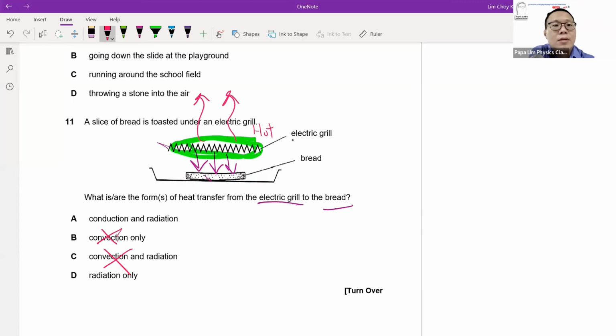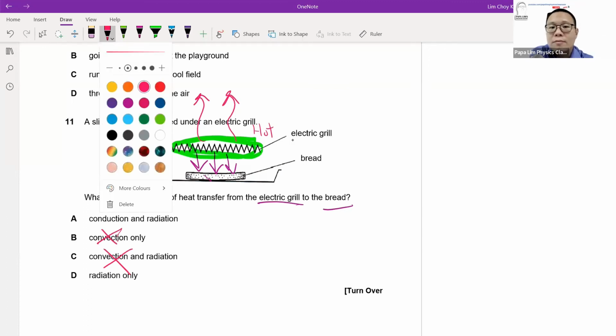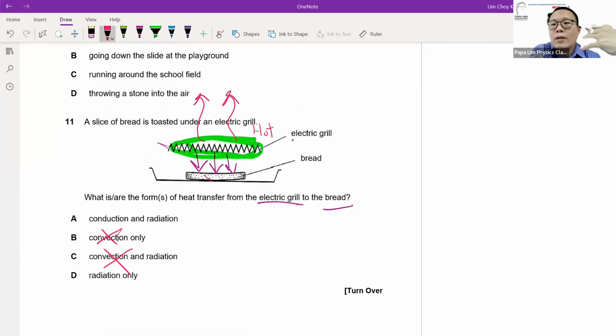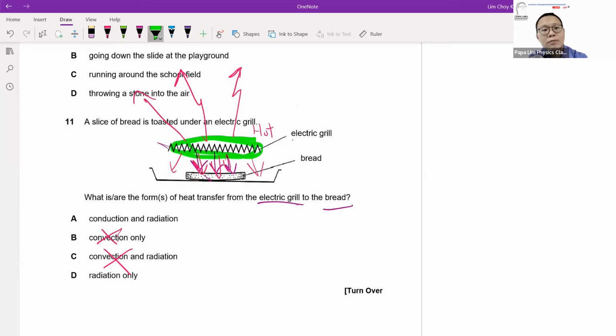Same thing because of the placement of the grill. When it's hotter than the environment, radiation will take place. The heat will be radiated out from the heater in all directions. Likewise, part of the heat that's radiated out will heat the bread, will toast the bread. So definitely, radiation is one of the answers.